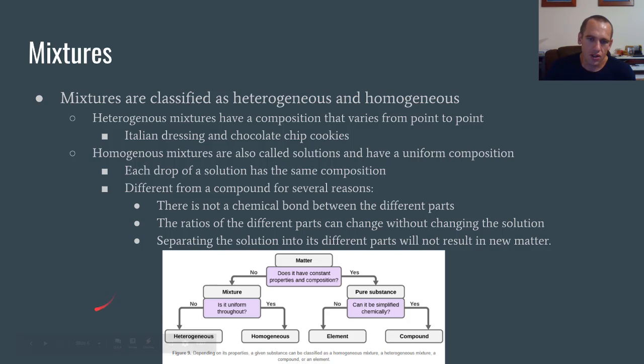This chart down here does show us how we can separate matter into different parts. So is it constant or not? If it is, then it's a pure substance. If it can be simplified chemically, it's a compound. If it can't be, it's an element. If it doesn't have constant properties in composition, it's a mixture. If it's uniform, it's homogeneous. And if it's not, it's heterogeneous.